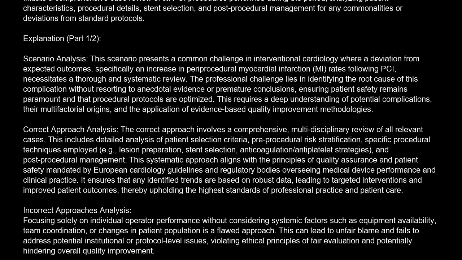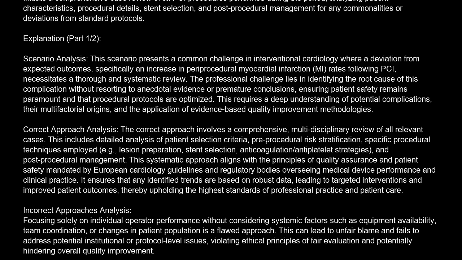The correct answer is D. Initiate a comprehensive case review of all PCI procedures performed during the period, analyzing patient characteristics, procedural details, stent selection, and post-procedural management for any commonalities or deviations from standard protocols.